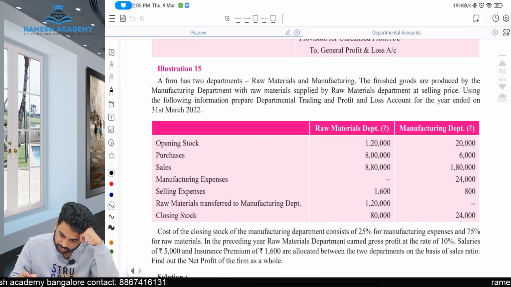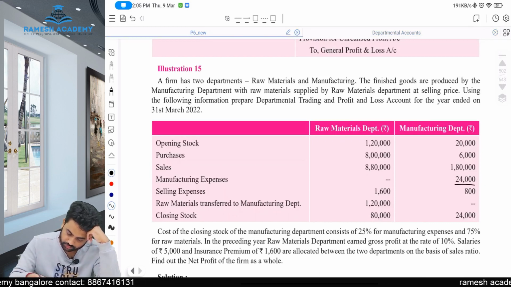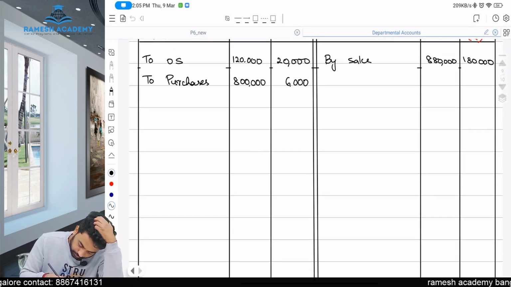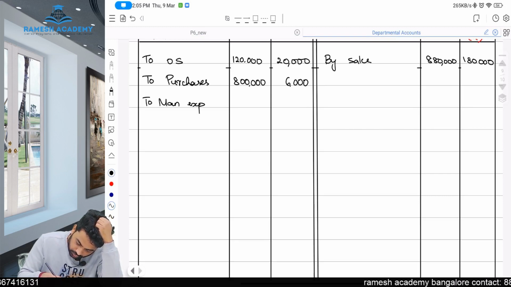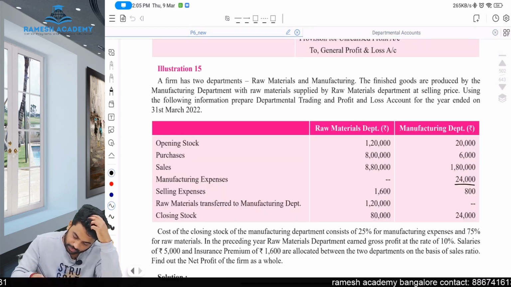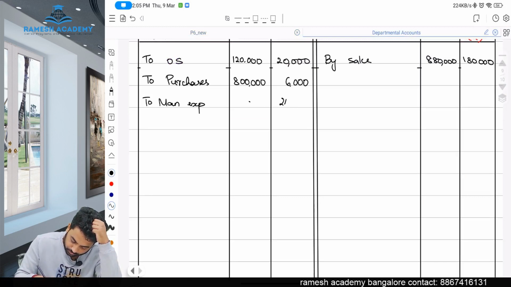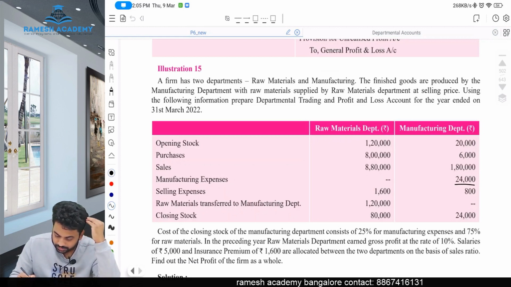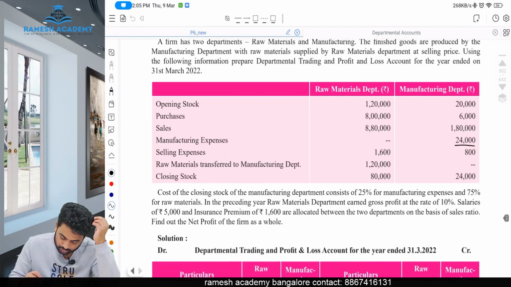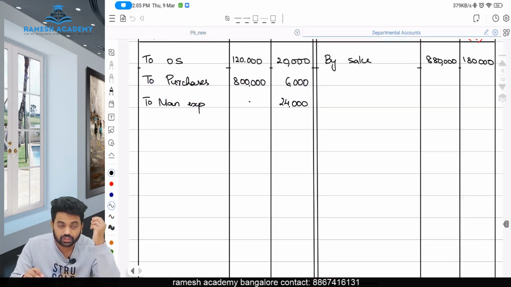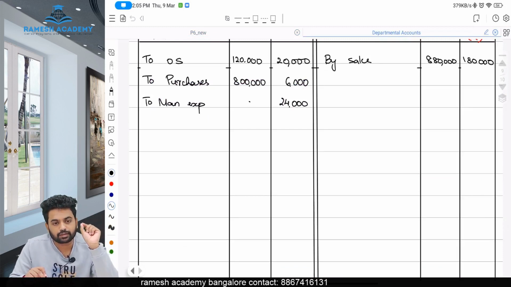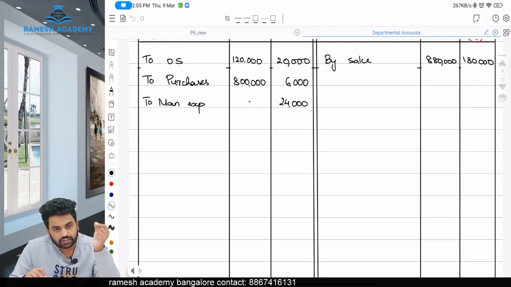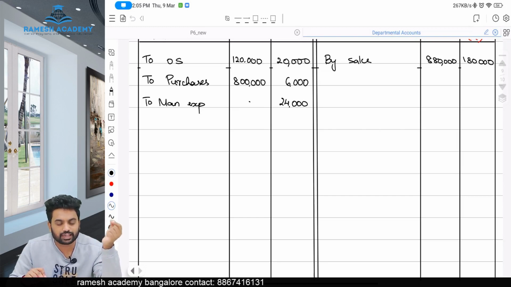Manufacturing expense 24,000, which is direct to manufacturing expense, only in the book of manufacturing, 24,000. Selling expense will come in the P&L. Raw material transferred to manufacturing: for the raw material department it should be treated like a sale, and for the manufacturing department it should be treated like a purchase.